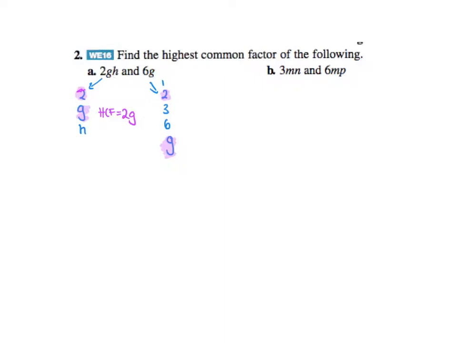Okay, if we have a look here, factors of 3 are 1 and 3, and then we also have m and n. Factors of 6 are 1, 2, 3, and 6, and we've also got an m and a p. If we think about what we have in common here, both have a 3 and both have an m. So we can say the highest common factor here is 3m.